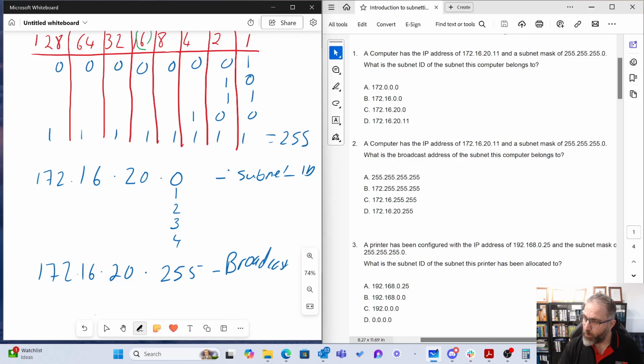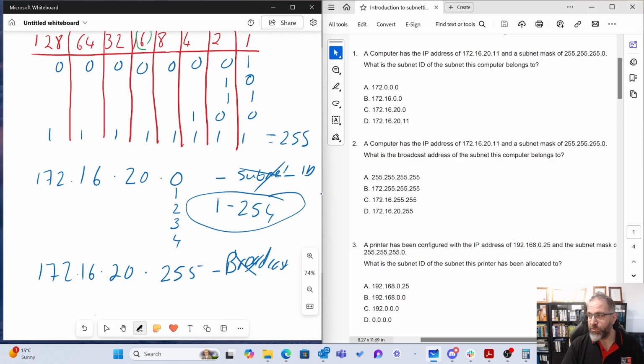So when we're assigning IP addresses to computers, we cannot use that one, and we cannot use this one, but we can use anything in between. So anything from 1 to 254. That means there are 254 usable IP addresses. There are 2 we can't use: one identifies the subnet ID, and the other is the broadcast.